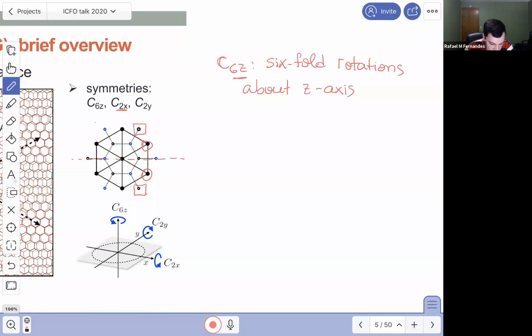Okay? And the other symmetry that I have here is C2y. So I have the y-axis and I rotate by 180 degrees. And you see again that I interchange sublattices of the honeycomb lattice, okay? So these are the symmetries that I would need to use to discuss what comes next.